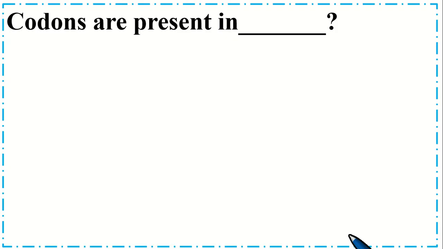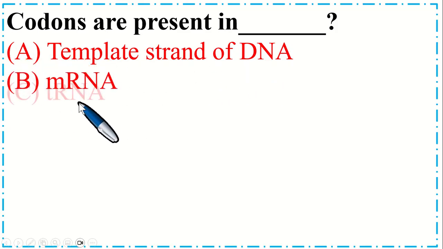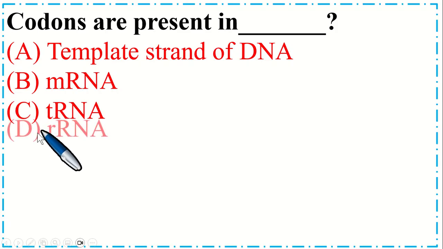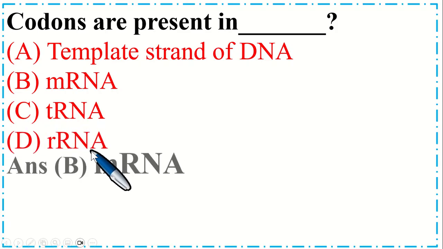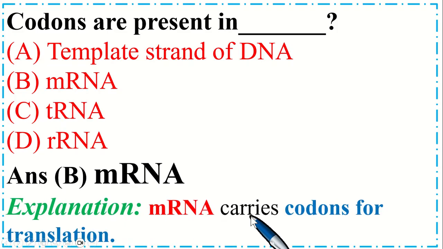So this is a very important MCQ. Codons are present in dash. Option A, template strand of DNA. Option B, mRNA. C, tRNA, and option D, rRNA. So the correct option is B, mRNA. mRNA carries codons for translation.